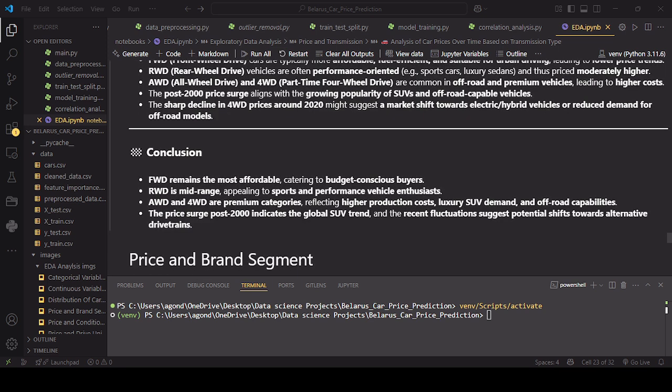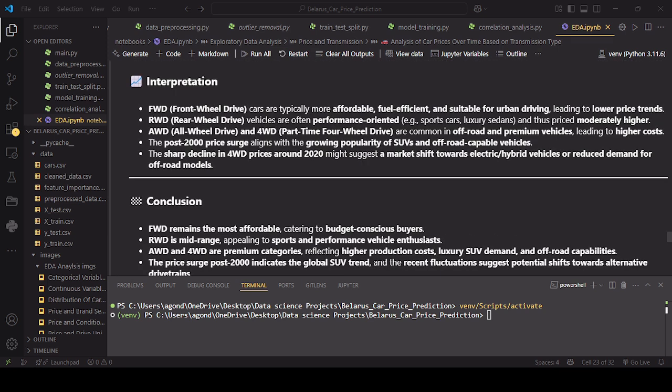And then the interpretation: front wheel drive is affordable, fuel efficient and suitable for urban driving, with lower price. Rear wheel drive is performance oriented, moderately high. And then the others are luxury and premium vehicles, leading to higher cost.